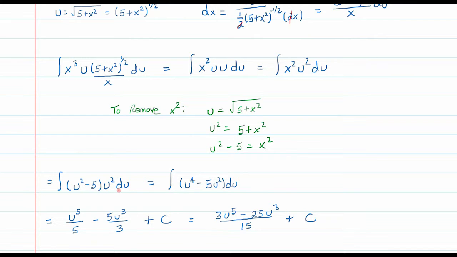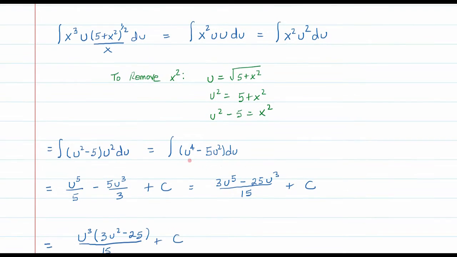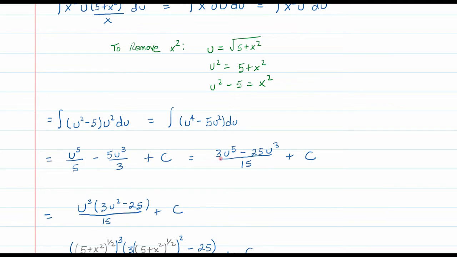And now we can expand this out. So we get u to the power of 4 minus 5u squared du. And these integrals are very easy. This simply becomes u to the power of 4 plus 1, which is 5, divided by that new exponent, so divide by 5, minus 5 times u to the power of 2 plus 1, which is 3, divided by 3, plus our all-important constant. And now we can combine and get a common denominator, so this becomes 3u to the power of 5 minus 25u to the 3 over 15.